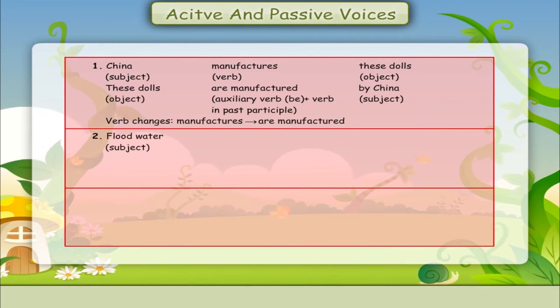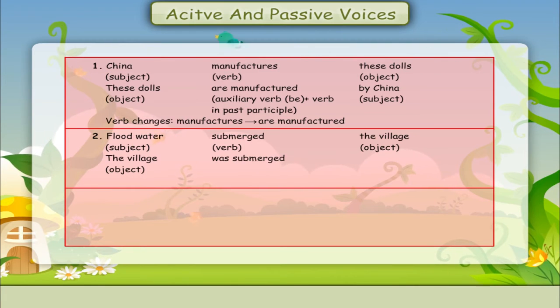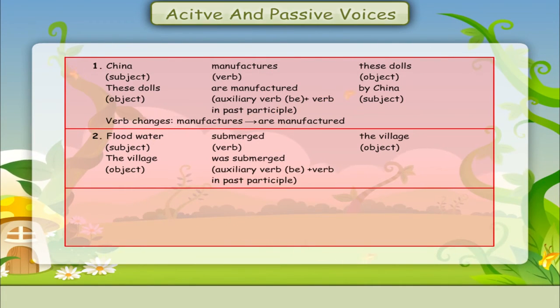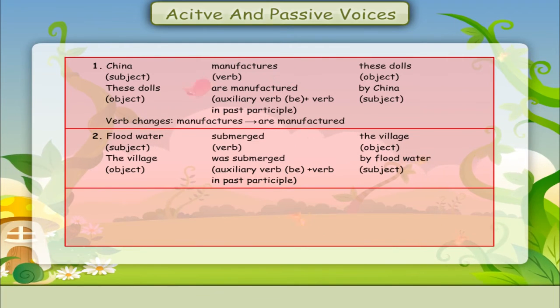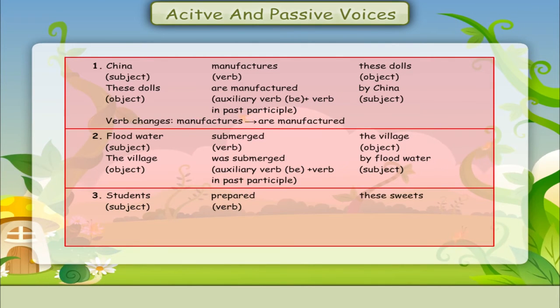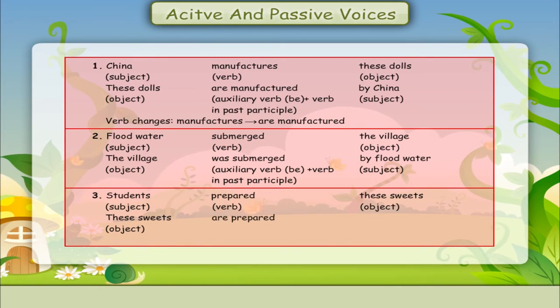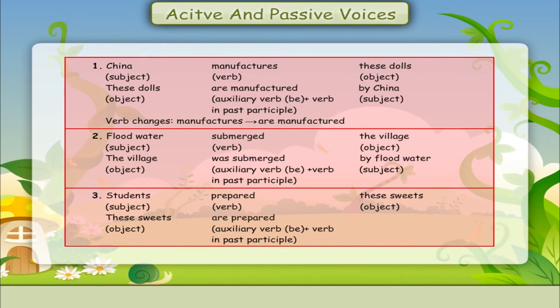Flood water, subject, submerged, verb, the village, object. The village, object, was submerged. Auxiliary verb be plus verb in past participle by flood water, subject. Students, subject, prepared, verb, these sweets, object. These sweets, object, are prepared, auxiliary verb be plus verb in past participle by students, subject.